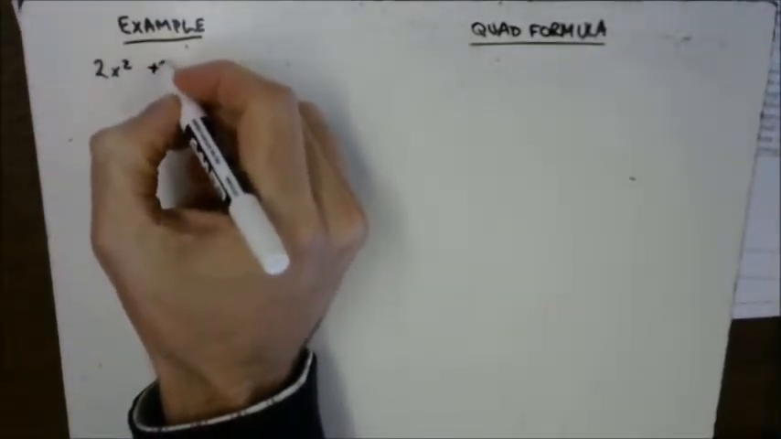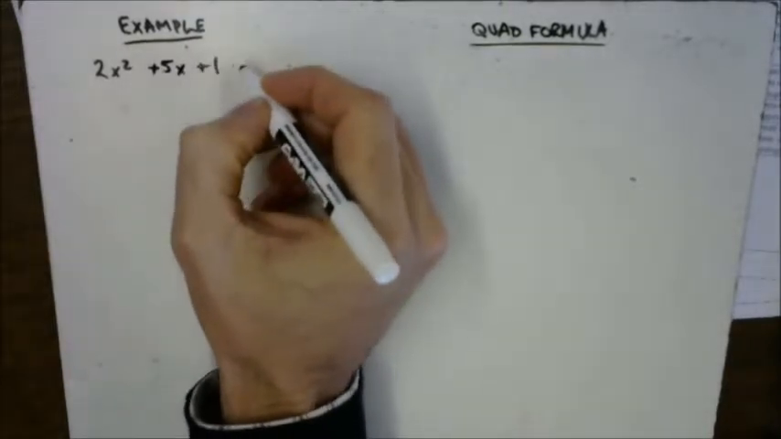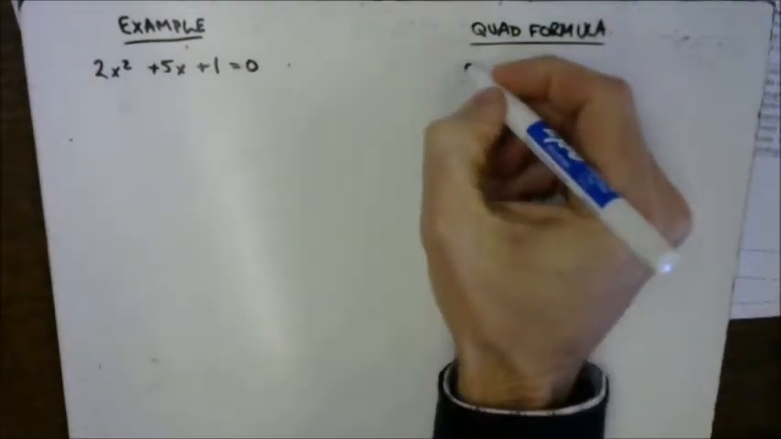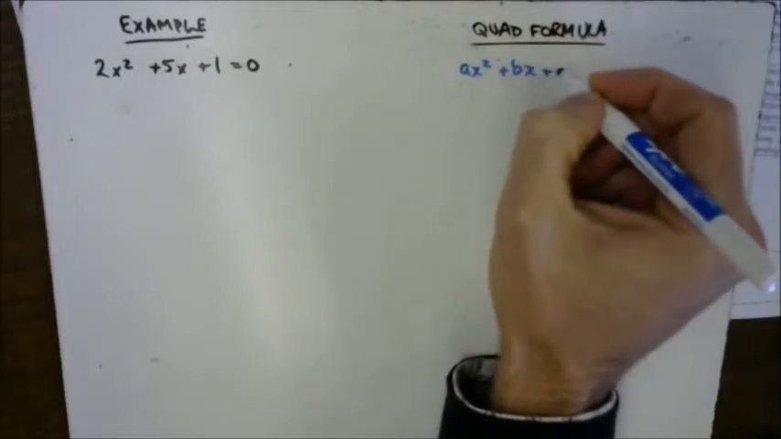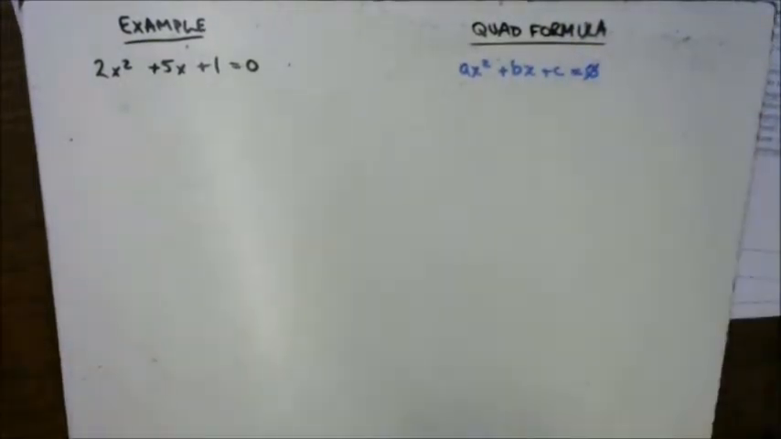Thank you. Enjoy. Our specific example is going to be 2x squared plus 5x plus 1 equals 0. And on the other side, we're going to be working with the general form, ax squared plus bx plus c equals 0. So here we go.